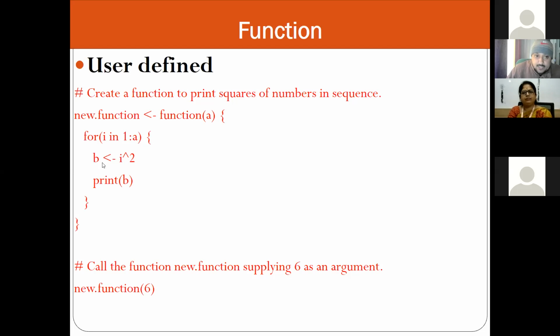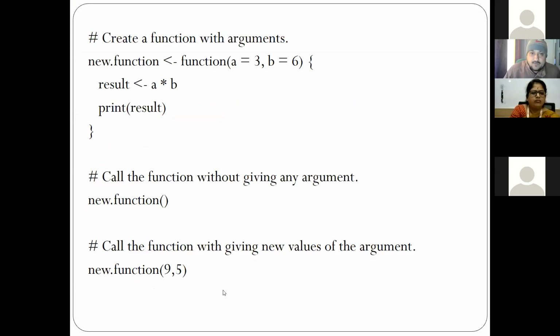Within the brackets, we assign the b value that is equal to i raised to power 2. Then you have to print the b values, and a will be passed through the argument. Thereafter you can call this new.function and pass 6 as the argument. Thereafter you have designed the user defined function.